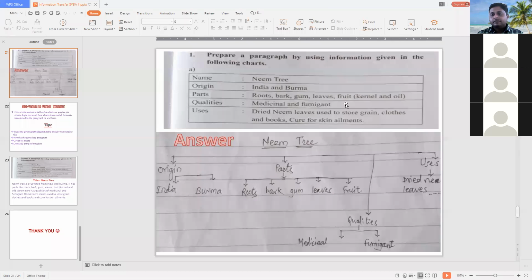See, next example. It is about neem tree. So the paragraph deals with neem tree. So we have highlighted the origin of the neem tree, then parts of the neem tree, and the uses of the neem tree, and finally we have highlighted the qualities of the neem tree.